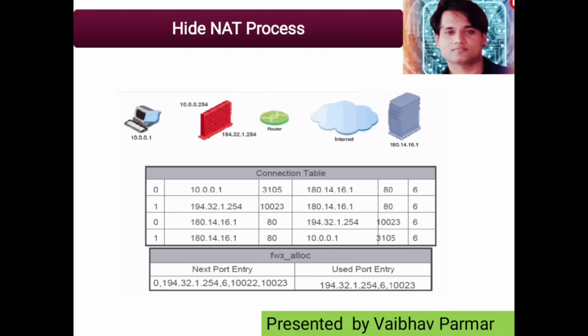The packet goes through the outbound interface, and the source and destination of the original packet are translated according to the information in the NAT table. The packet leaves the machine. This is how the hide NAT process works.